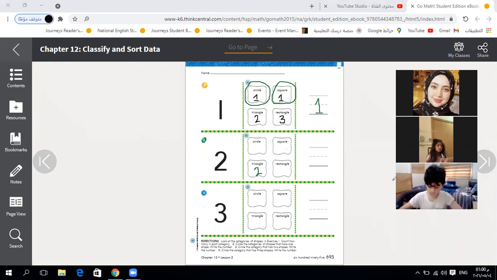Okay, Amir. Now, Amir, go back to the previous page and tell me which shape. Teacher, I'm not finished. Okay, you're not finished. Okay, take your time.